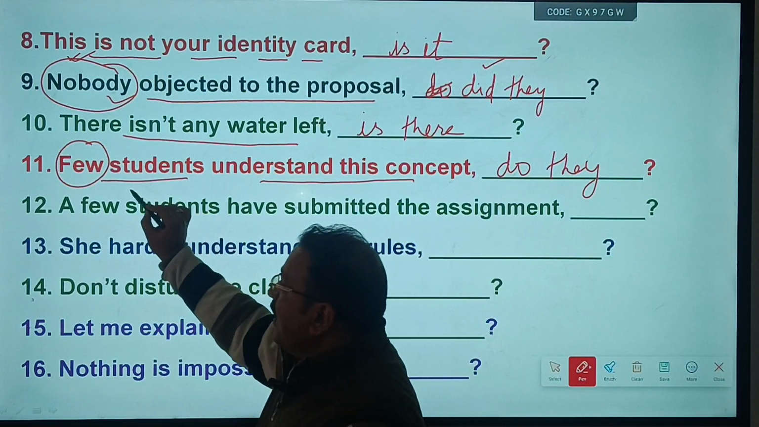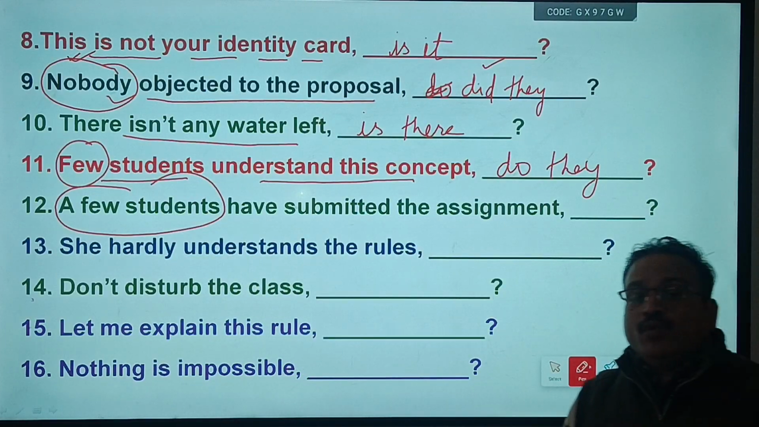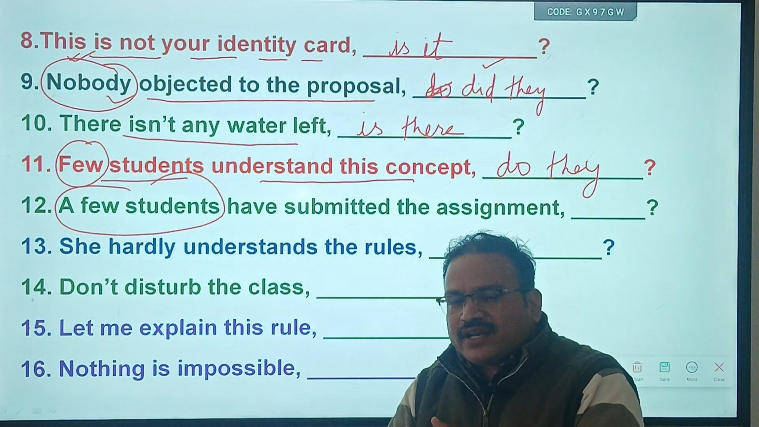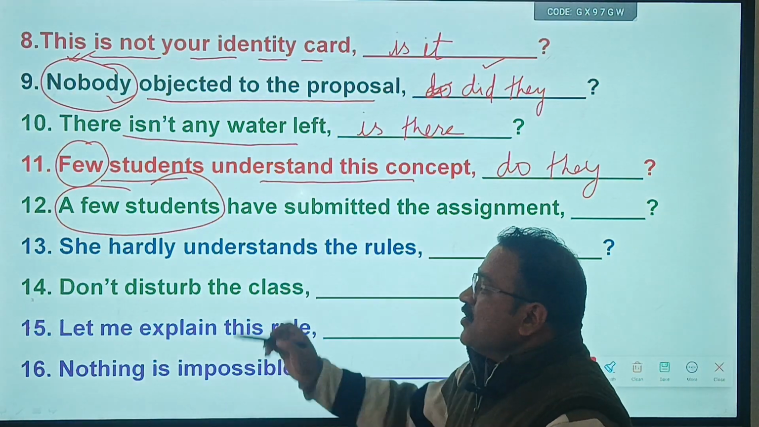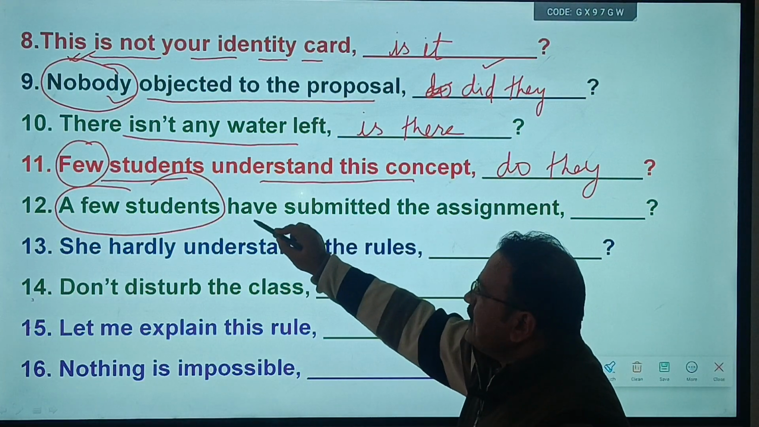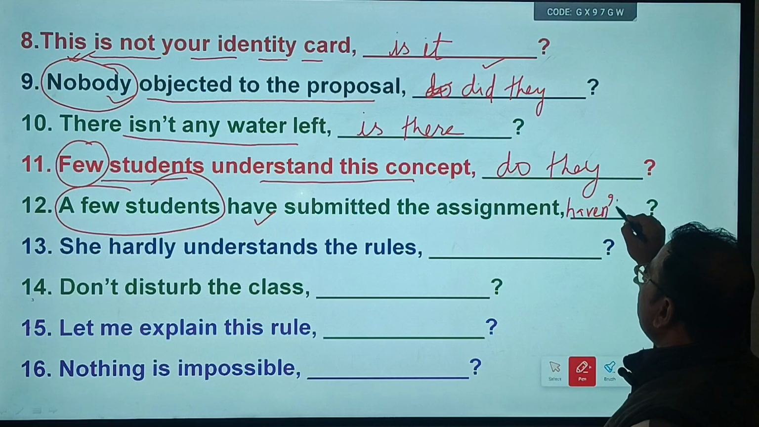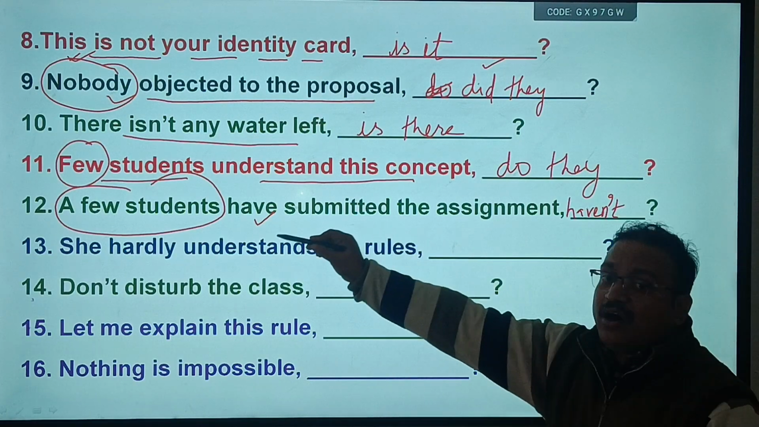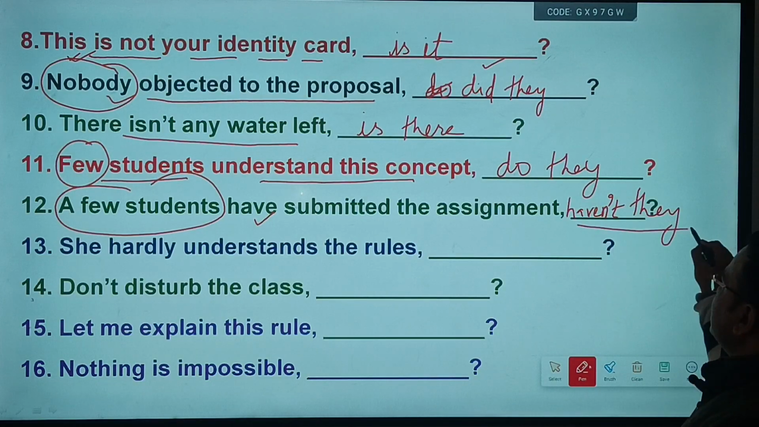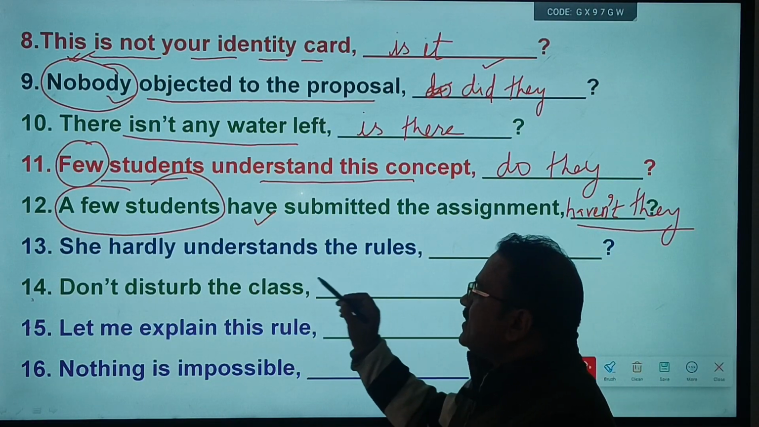Now, you see, a few students have submitted the assignment. Few and a few. Few is negative, negligible. A few is considerable, काम चलाऊं, थोड़ा positive. So a few is positive. So question tag will be negative. What is helping verb here? Have, make it negative, haven't. And for a few students, can we write here? They, haven't they.